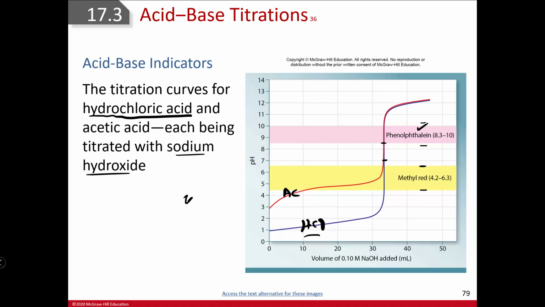For the acetic acid, the color change is occurring in here, right? It's not in the steepest part of the curve. It's not even close to the equivalence point. So methyl red would be a bad choice for the acetic acid because the color change is occurring not in the steepest part of the curve. Either one would work for hydrochloric acid and sodium hydroxide, but we generally use phenolphthalein.